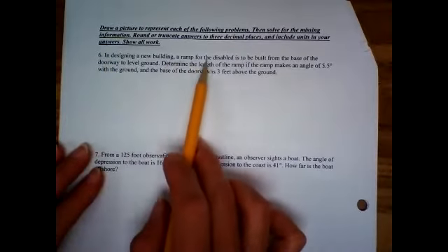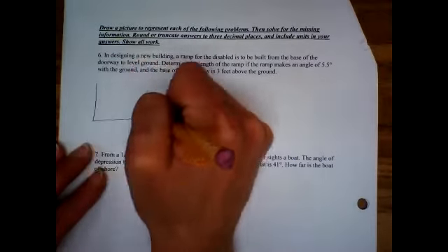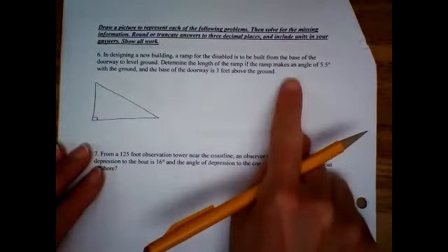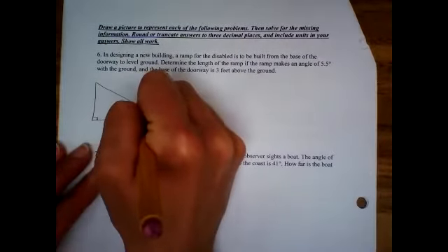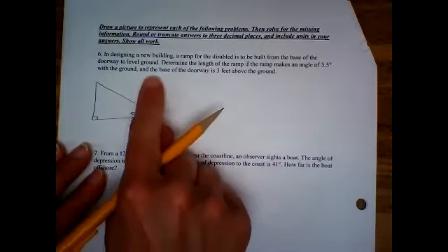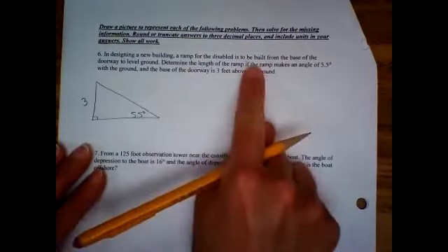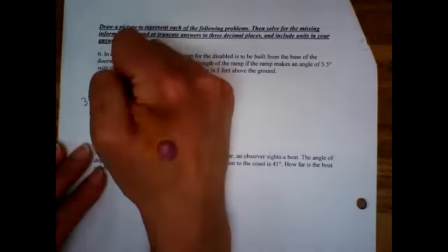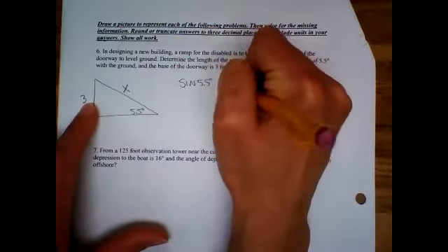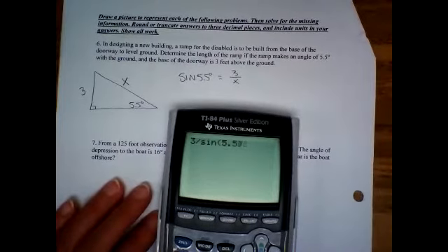So in a new building, we're putting in a ramp from the doorway down to ground level. So it's going to be a right triangle. And this is the ramp. Angle of 5.5 degrees with the ground. The reason it's such a small angle is, you wouldn't want the ramp to be super steep. The base of the doorway is 3 feet above the ground. So here's our 3 feet. Determine the length of the ramp. So this is the ramp. So we're looking for the hypotenuse. So this would be sine. Sine of 5.5 degrees equals 3 over x. And we're going to type 3 divided by sine of 5.5.